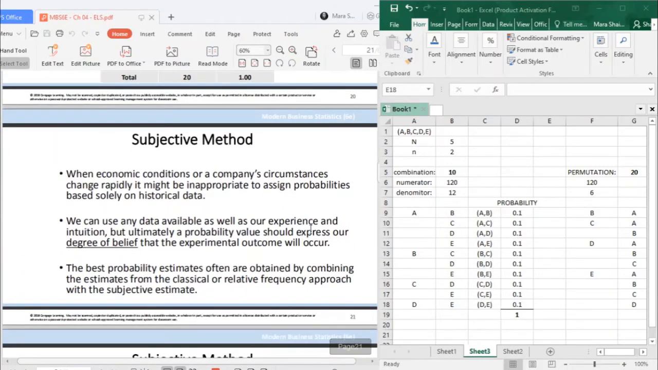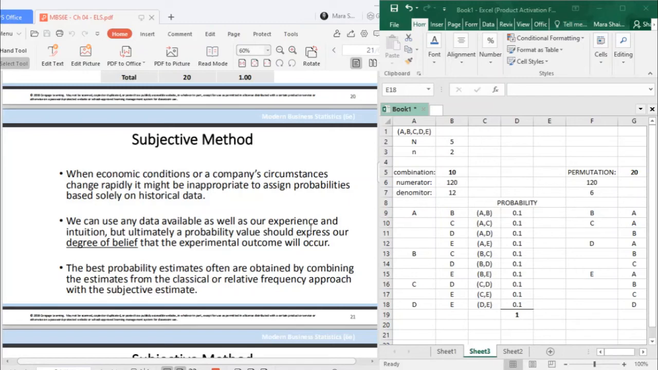Now, the last method is the subjective method. So, when economic conditions or a company's circumstances change rapidly, it might be inappropriate to assign probabilities based solely on historical data. So, we can use any data available as well as our experience and intuition, but ultimately, a probability value should express our degree of belief that the experimental outcome will occur.